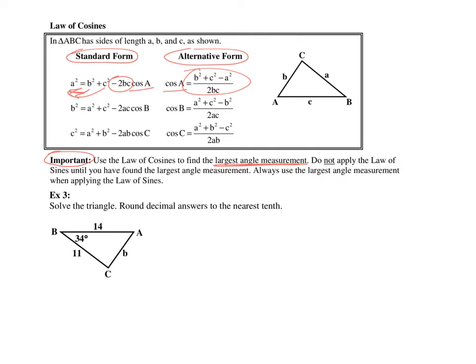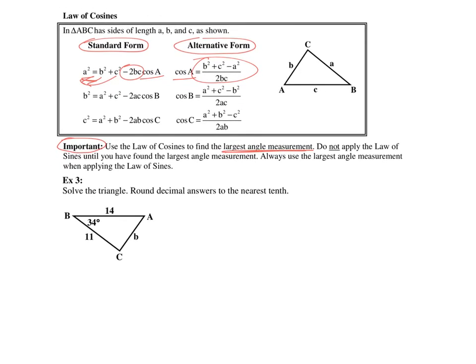Just as a little side note, there's something called the ambiguous case, so we won't get into that right now, but just know to always use the largest angle when working with the law of sines. So before we apply the law of sines, we're going to use the law of cosines. Example 3 says, solve the triangle, round the decimal answers to the nearest tenth.